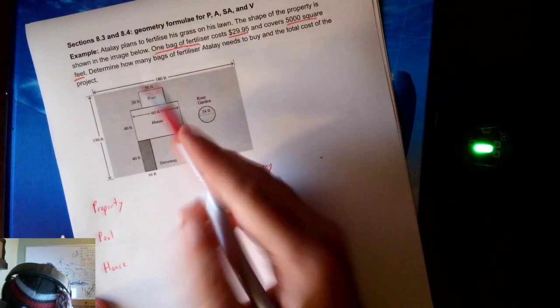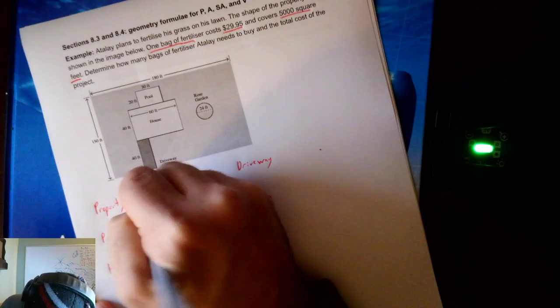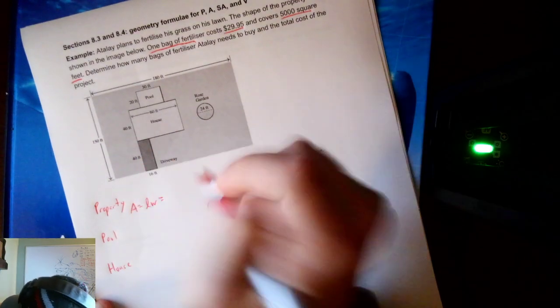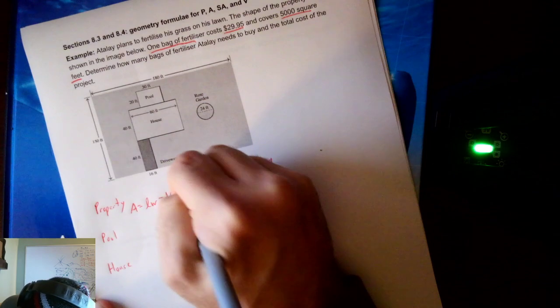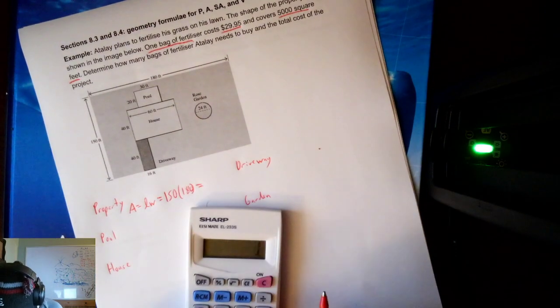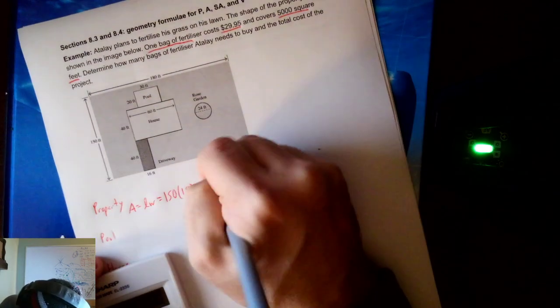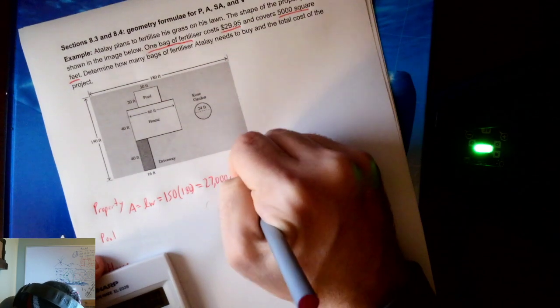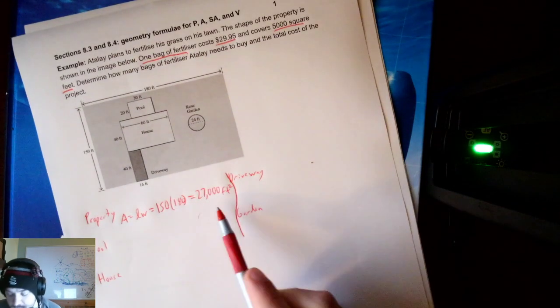First, the property. It's a rectangle, right? And it's 150 by 180. So the area of the property, it's a rectangle, so it'll be length times width. It'll be 150 times 180, which gives me 27,000 feet squared, right? 27,000 feet squared is the area of my whole property.